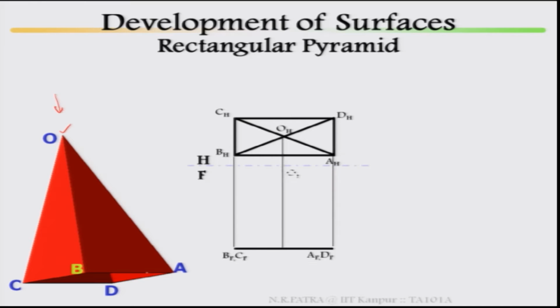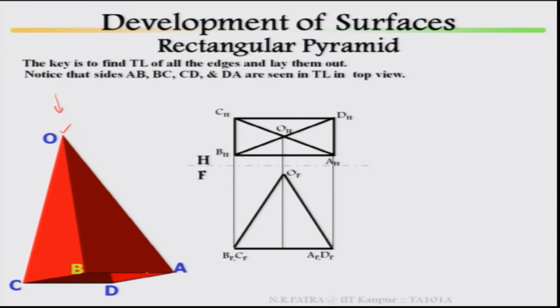Then the front view, how it looks. This is your front view, O, B, C, A, D. Notice that sides AB, BC, CD and DA are seen in true length in the top view. AB, BC, AD, CD are in true length. Why? These are parallel to one of the axes, that means these are in true length in the top view.